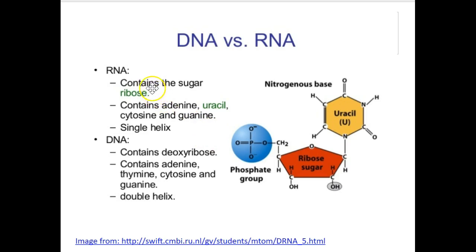So some other differences between DNA and RNA. We've already mentioned that RNA nucleotides contain the sugar ribose, whereas DNA contains the sugar deoxyribose. We've also already mentioned that RNA has uracil instead of the thymine found in DNA. Another difference is that RNA will be produced and then utilized as a single strand, not necessarily a helix, that's a bit of a typo there. It's a single strand, whereas DNA is always found in cells as the double helix, double-stranded DNA. So we'll think about RNA as single-stranded and DNA as double-stranded.